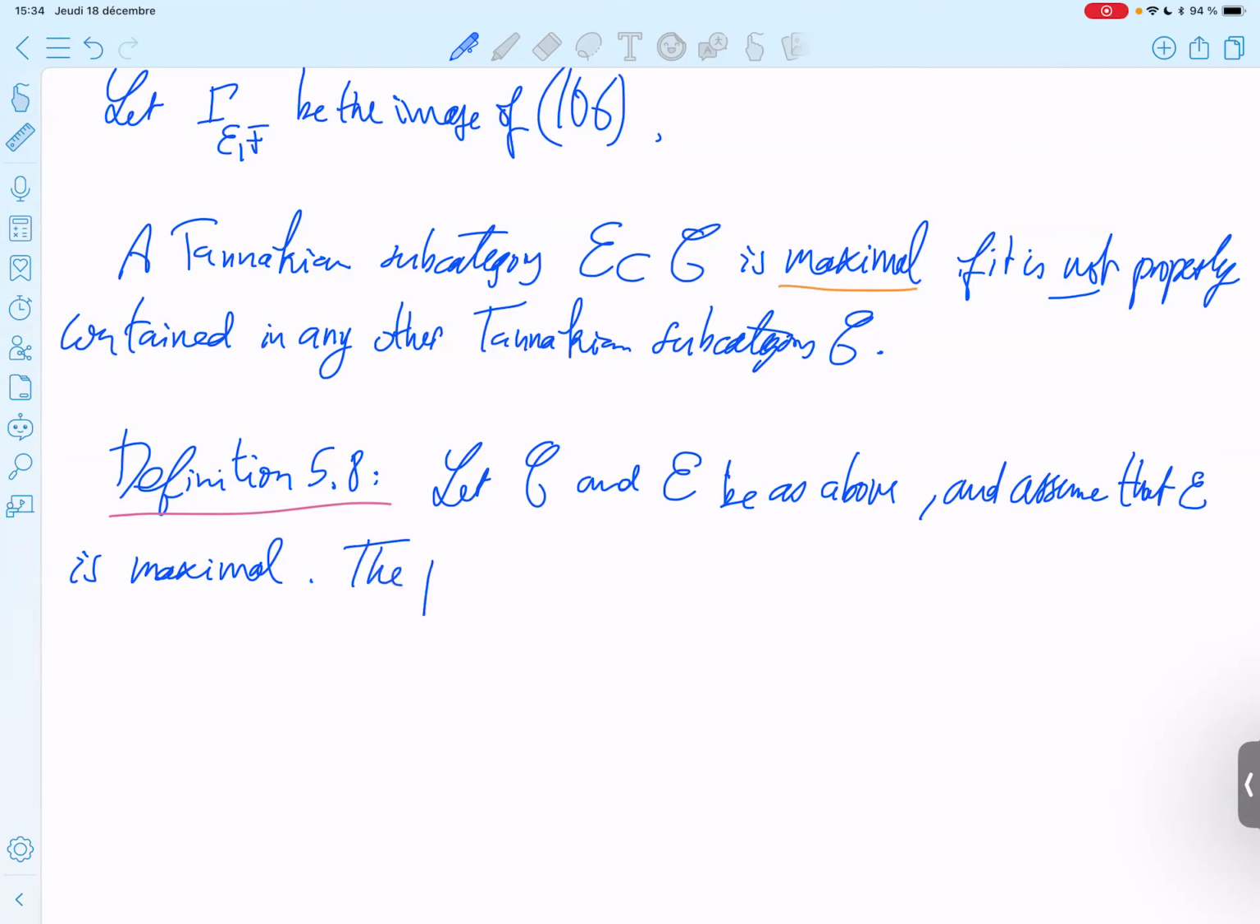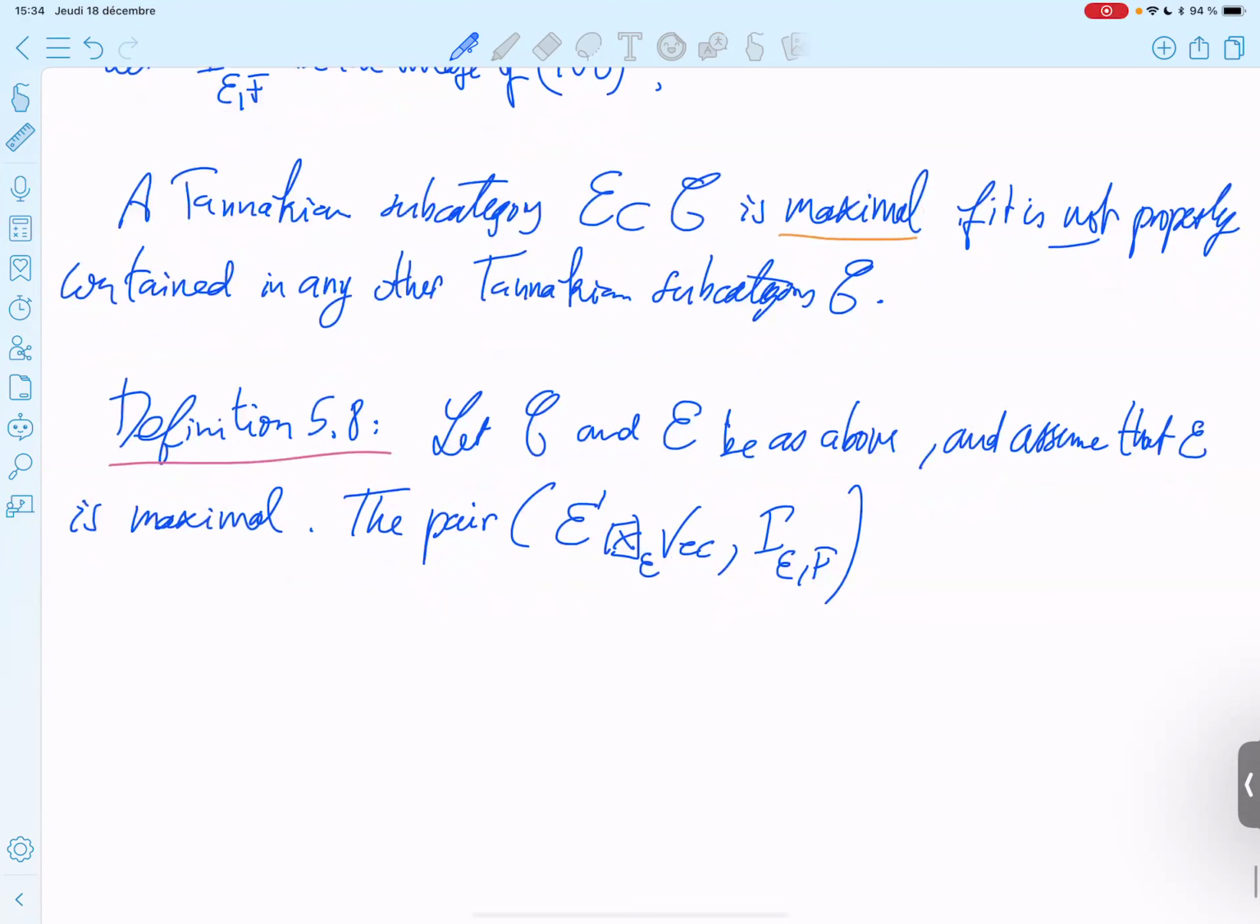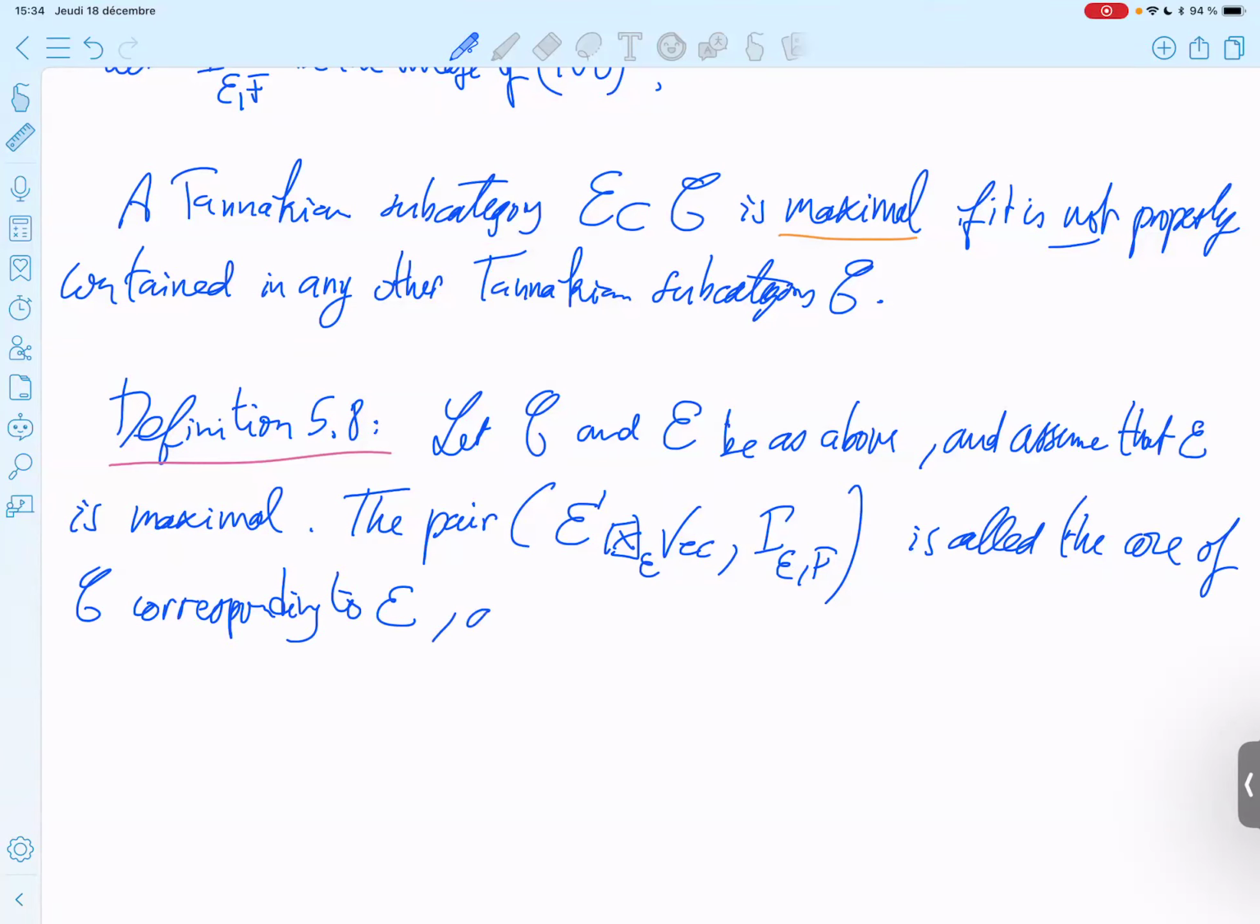So the pair, this de-equivalentization together with this group, the image of G_F, is called the core of C corresponding to E, and is denoted like this.